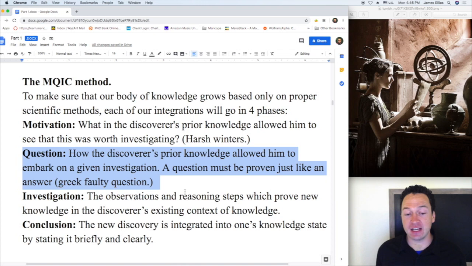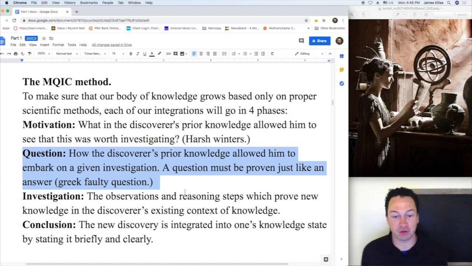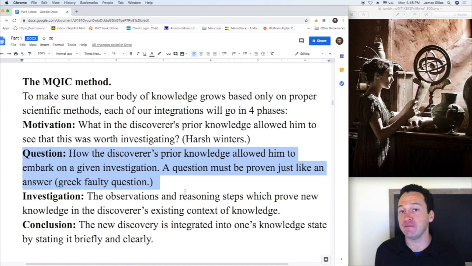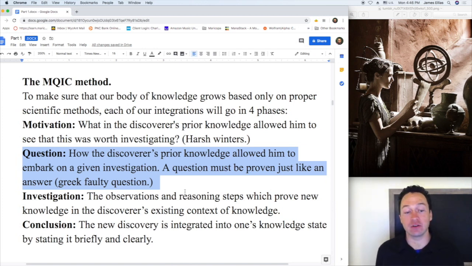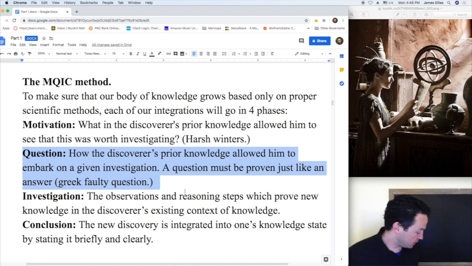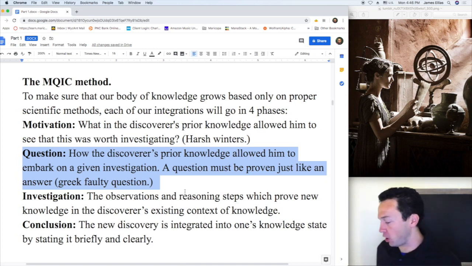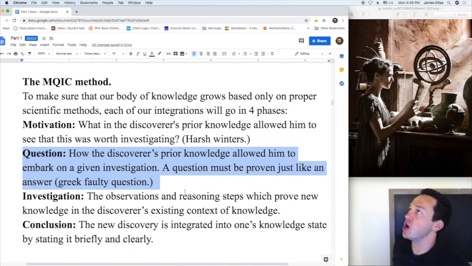In the question phase, we will always present the question that the investigator is asking as he conducts the investigation. Or we can put it this way, how the discoverer's prior knowledge allowed him to embark on a given investigation. Okay? A question will always take the ideas that you know so far and frame them in a way that allows you to discover new ideas.